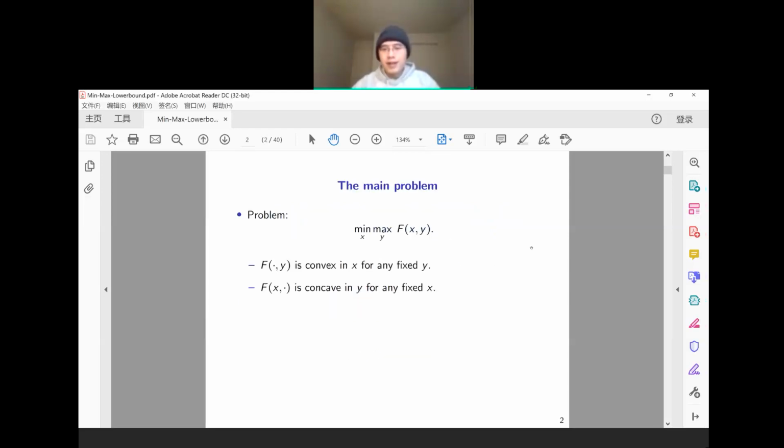Basically, the main problem that we are considering is the following convex-concave minimax problem, where we minimize over x and maximize over y for this function f of x, y. It is a convex function in x for any y, and a concave function in y.